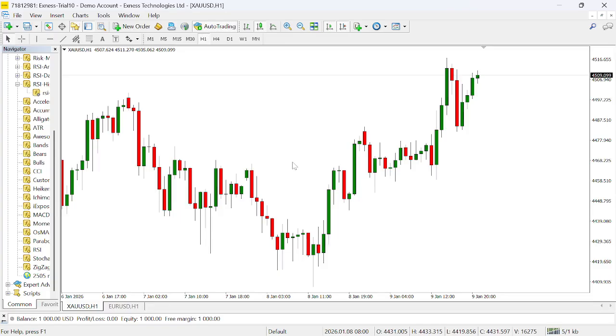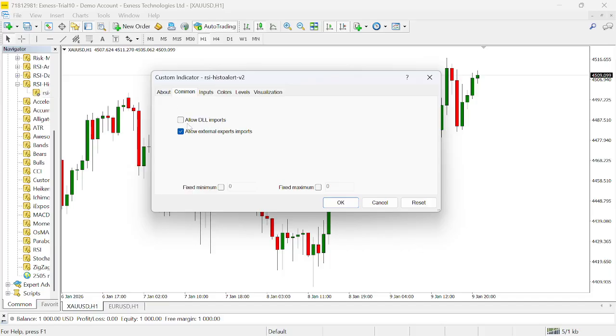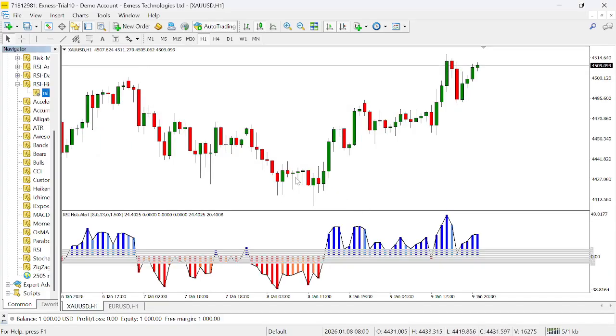At this point, I'll load the indicator on the chart so you can see how it looks in real time. I'm about to allow DLL imports, and just like that, we've installed the indicator on the chart, and it's quite easy to interpret. On the MT4 chart, the RSI histogram appears in a separate window as vertical bars that represent RSI values, typically with color coding to distinguish between bullish and bearish momentum.